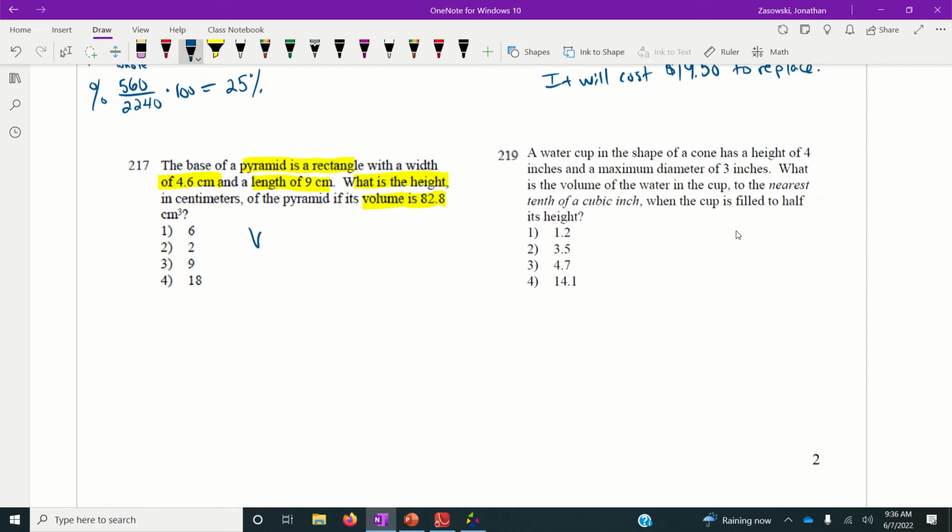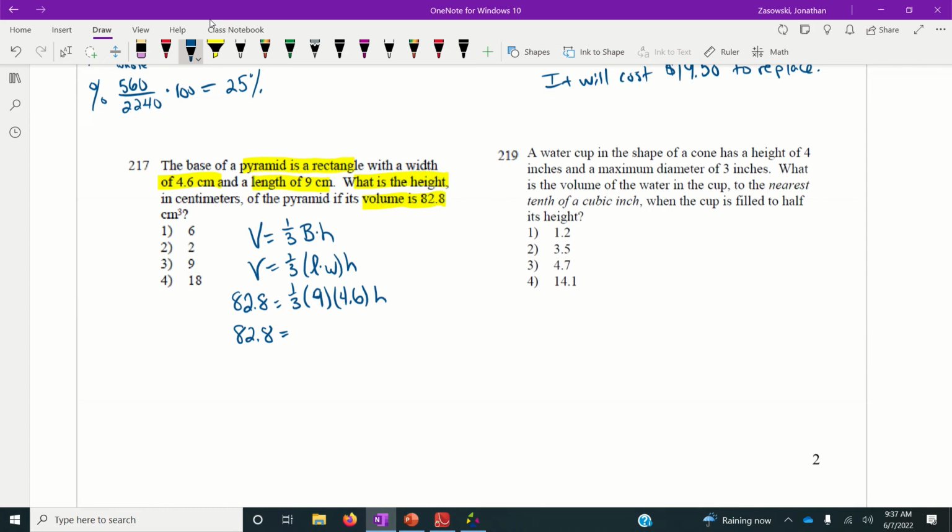So remember the volume formula for a pyramid is 1/3 the area of the base times the height. And we're going to swap out this B, because it's a rectangle, with length times width times height. So the volume, which we know already, so instead of writing a V here, okay, we can replace it with its amount, is 82.8. And then it's 1/3. The length is 9. And times 4.6, and then times h.